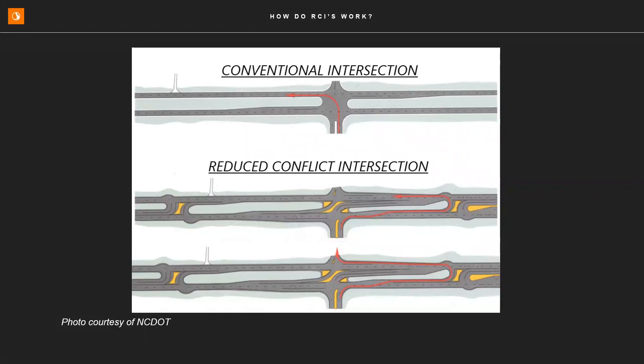At a conventional signal, the amount of green time given to the side street is very low. So when the demand is high, those motorists are likely having to wait through more than one cycle. When we can reduce the number of phases, however, the effective green time is greatly increased.